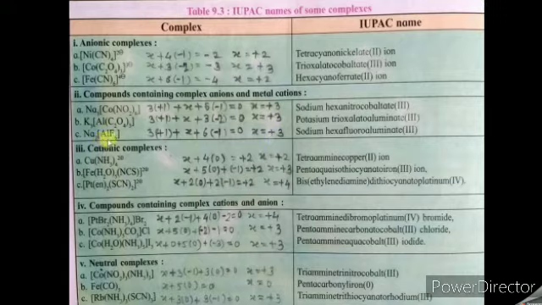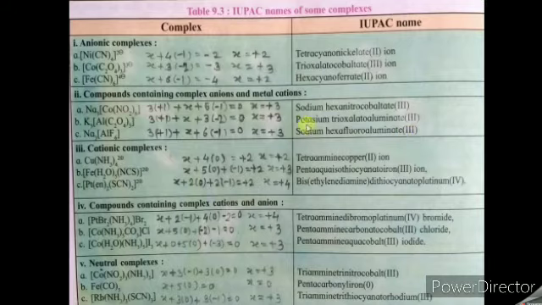Okay, then Na3[AlF6]. Now you have to calculate the oxidation number of Al. The oxidation state of Na is plus 1, so 3 into 1 plus X for Al, and 6 fluorine is 6 into minus 1. The overall charge is 0. So what is X? X is equal to plus 3. So how do you write the name? First is sodium, then there are 6 fluorine, so hexafluoro, and aluminum becomes aluminate, and write down the oxidation state as 3. So sodium hexafluoroaluminate(III) is the name of this compound.